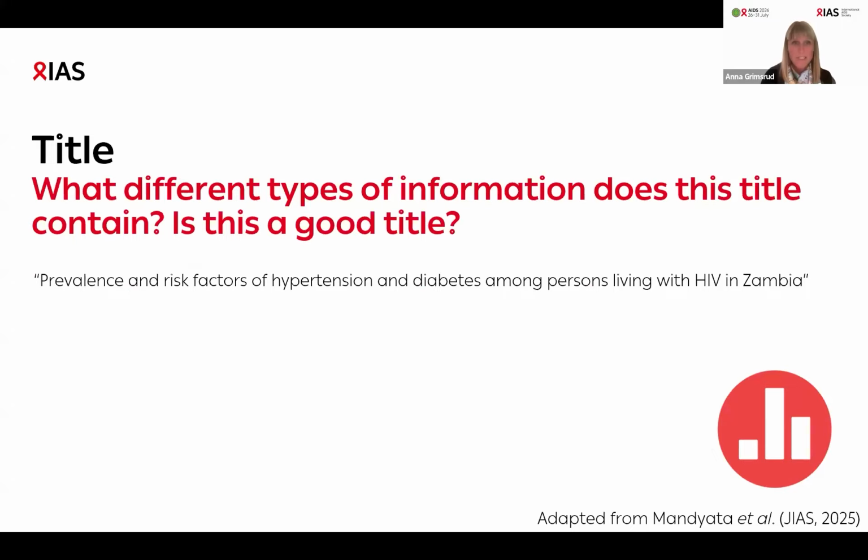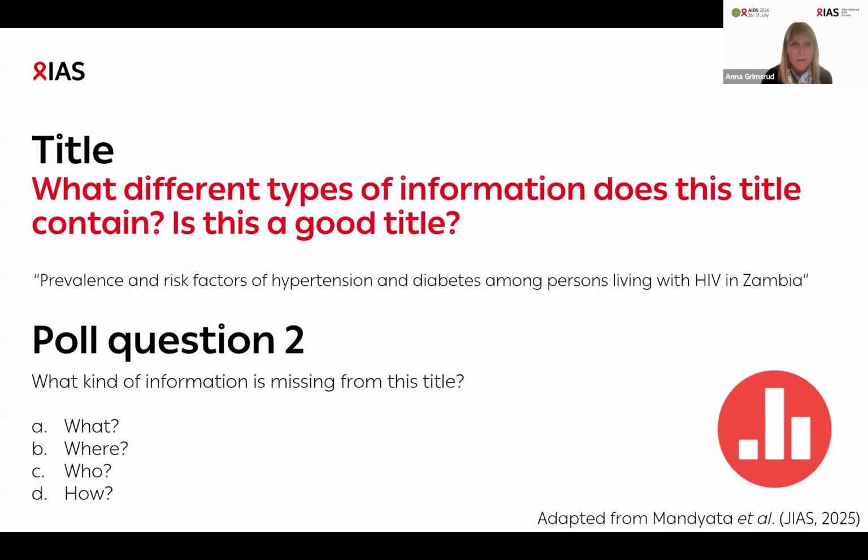What we're going to do now and throughout the rest of the webinar is give you some samples and ask you to see what's missing. And so we're starting with the title because this is the first part of an abstract. We want you to think about whether or not this is a good title or maybe what is missing. So our first title here is Prevalence and Risk Factors of Hypertension and Diabetes Among Persons Living with HIV in Zambia. So we can launch the poll, and based on that title, I want you to think, does it include the what, the where, the who, and the how, or what is missing? I'll read it again. Prevalence and risk factors of hypertension and diabetes among persons living with HIV in Zambia.